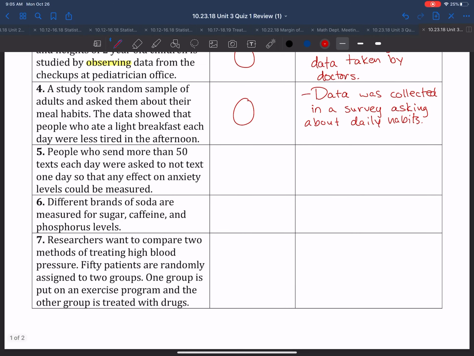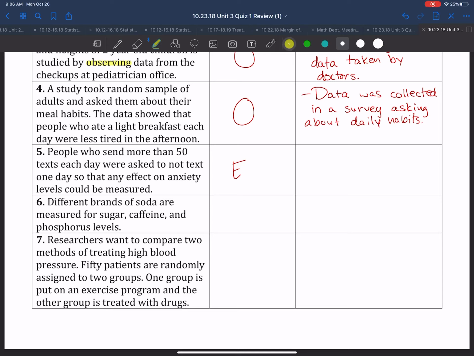Now, number 5 says, people who send more than 50 texts each day were asked to not text one day so that any effect on anxiety levels could be measured. So they are asking people, okay, you don't text, and see what happens. So since they are putting these groups of people together and telling them not to text, they're putting them in a group. So this one is going to be experimental.